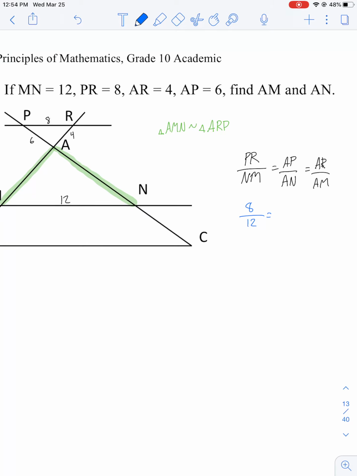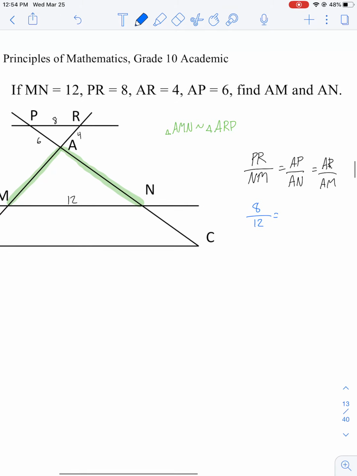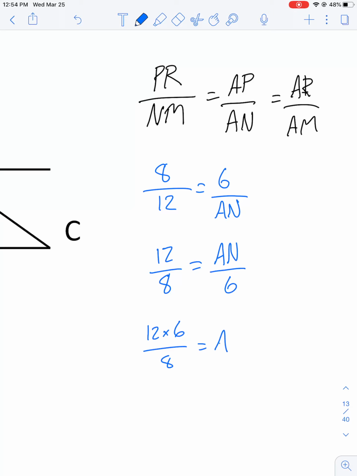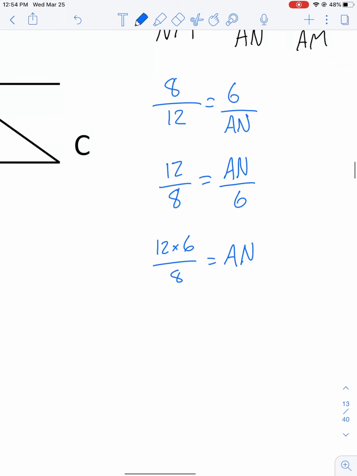So let's take a look at AP and AN. AP was 6. We don't know AN, that's our unknown. So I'm going to solve for this unknown now. AN, once again, I don't like my unknown in the denominator, so I'm going to move that to the numerator by simply flipping all fractions in that equation. Multiply both sides by 6, so you get 12 times 6 divided by 8 is equal to AN, and we get 72 divided by 8, and we get 9 is equal to AN.